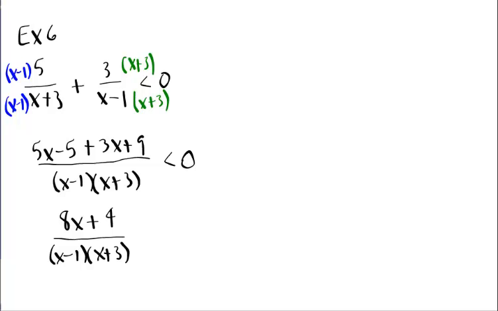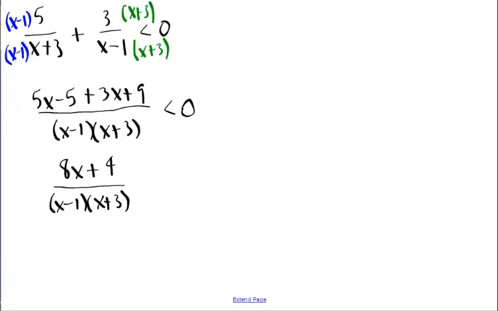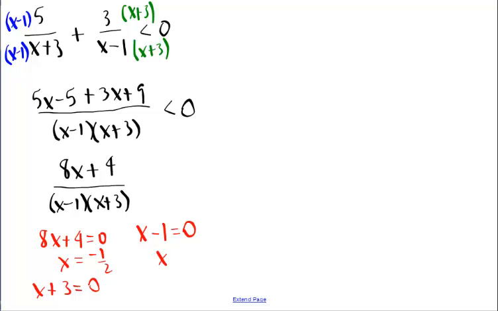So find out where we equal 0. So I want 8x plus 4 to equal 0, and x minus 1 equals 0, and x plus 3 equals 0. So x is going to be a negative half here, a 1 here, and negative 3 here. And this should look really familiar because it is identical to the problem we just solved.